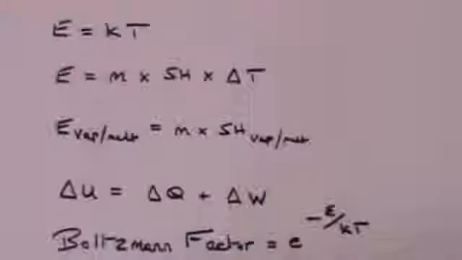Next, there are two equations to do with specific heat. If you take a mass of a substance and you raise it through several degrees Kelvin or centigrade, then the energy required to raise the temperature will be the mass of material multiplied by its specific heat multiplied.